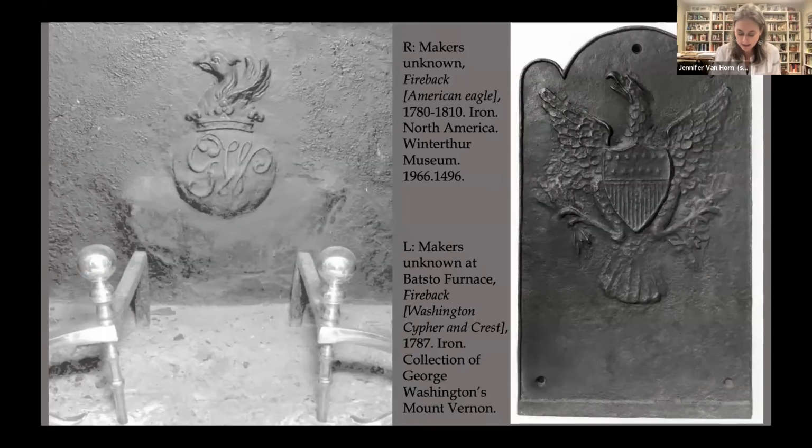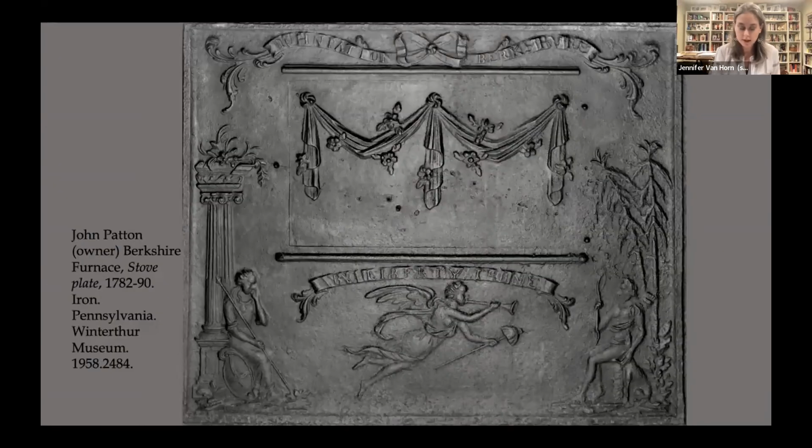Perhaps, though, the most immediate resonance with the crest and cipher fireback are the many firebacks and stoveplates that celebrated an emerging iconography of the American nation, such as this Great Seal of the United States, or this stoveplate from Berkshire Furnace in Pennsylvania, which draws directly from a political print to show Fame, horn raised at the center to declare America victorious. So America is represented as a Native American figure on the right, while Great Britain, the female figure on the left, mourns the loss of her colonies.